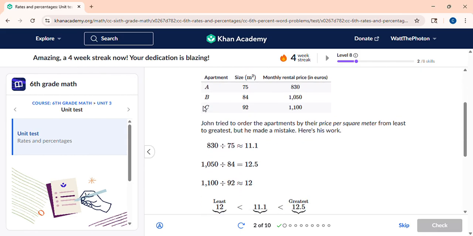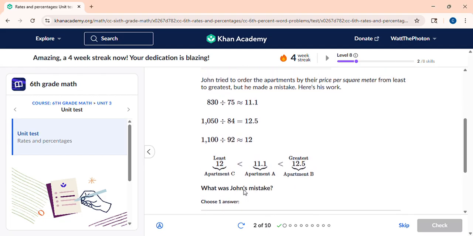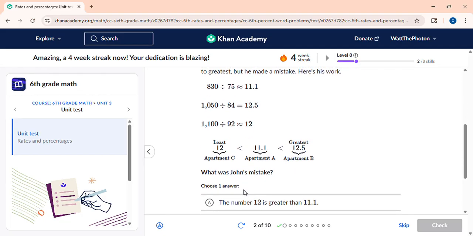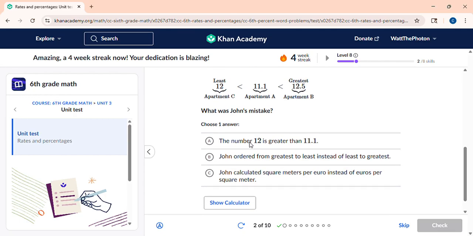John, my boy John, is deciding between 3 different departments. He tries to find the price per square meter, but makes a mistake. So 830 divided by 75, 12. So number 12 is greater than 11.